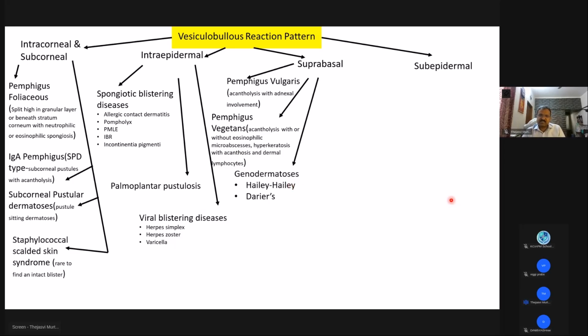Genodermatoses: Hailey-Hailey disease or Darier disease. Grover's disease, transient acantholytic dermatosis. So among the genodermatoses, we saw Hailey-Hailey and Grover's disease. These are all suprabasal bullous disorders, with Hailey-Hailey having a dilapidated brick wall appearance, Darier having corps ronds and grains, and Grover's having transient acantholytic dermatosis.